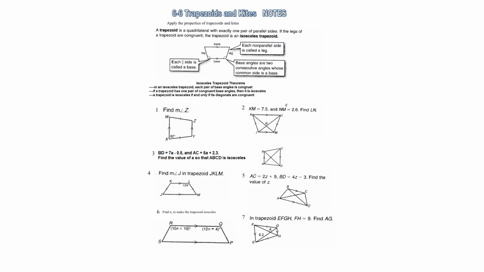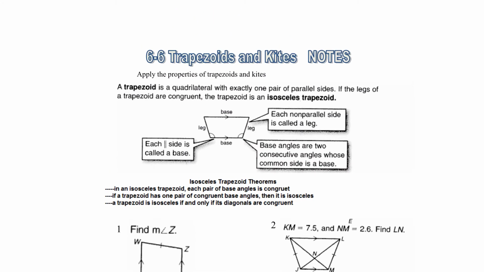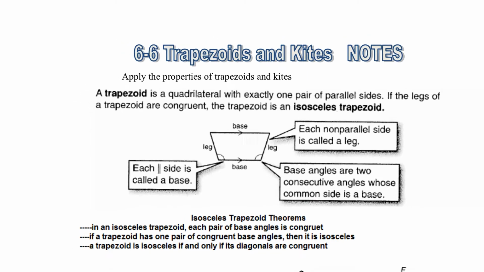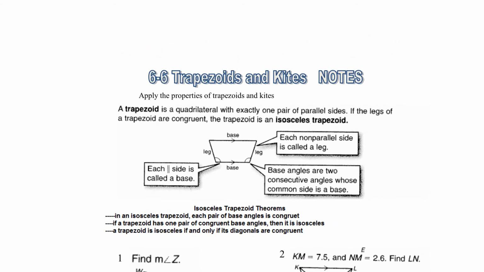Okay, so today we are going to be talking about our last type of quadrilaterals. We're going to be talking about trapezoids and kites. Yes, trapezoids and kites. So this will be the end of this quadrilateral stuff.